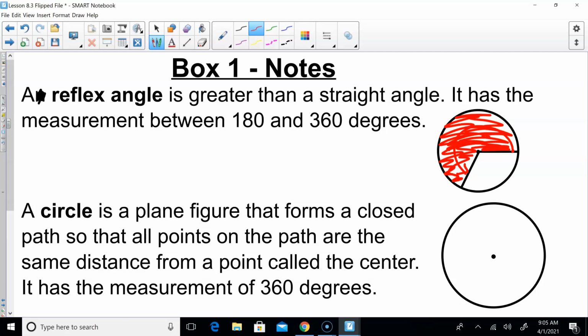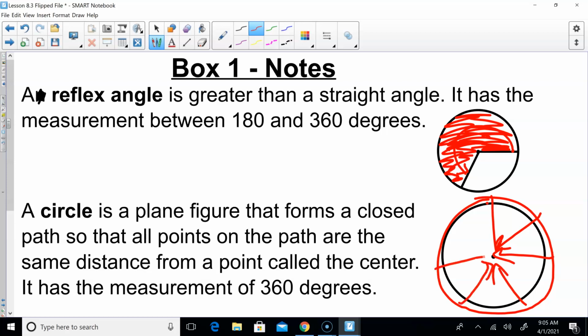So anywhere along this line, so it's one continuous circle, and anywhere along this line is the same distance away from the center, which makes it a circle. Obviously the black one, not the red one that I drew, because that's not a perfect circle. So you can pause the video right now and add down reflex angle, write down circle as well to add to your increasing vocabulary of geometric terms.